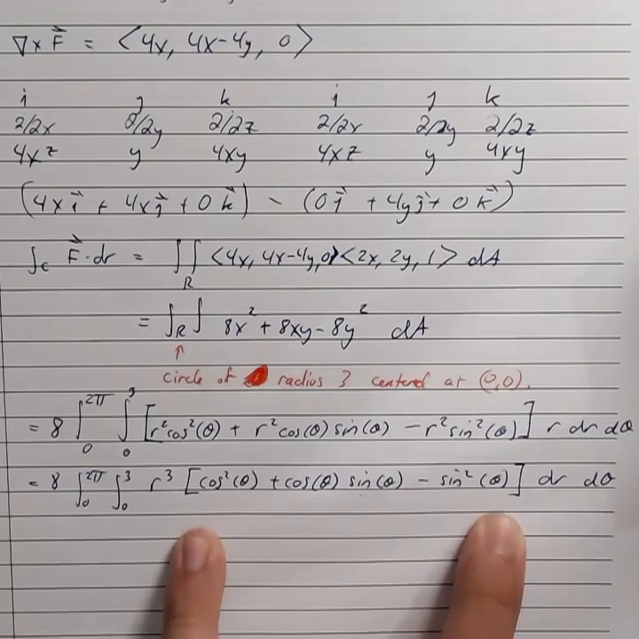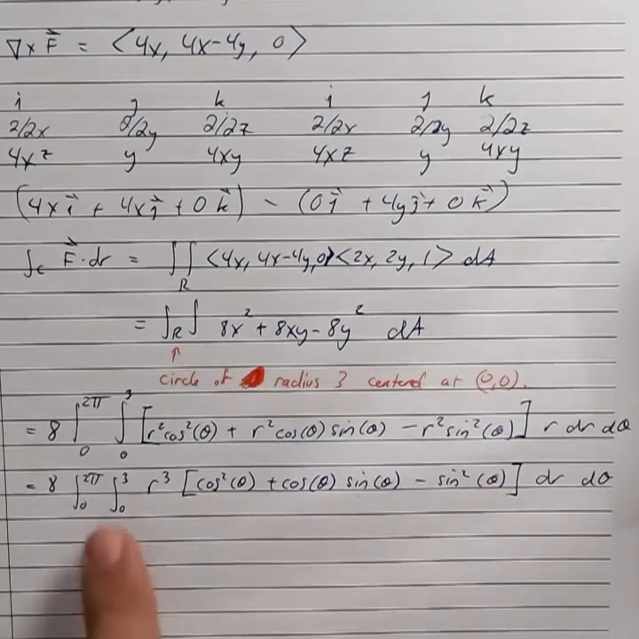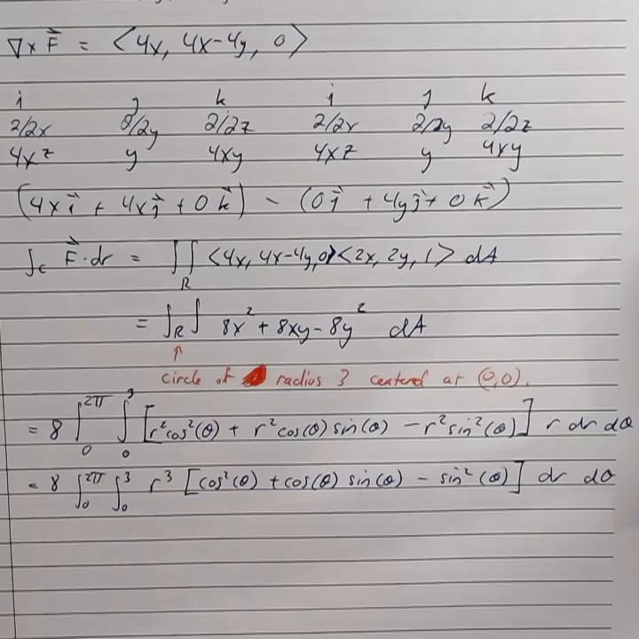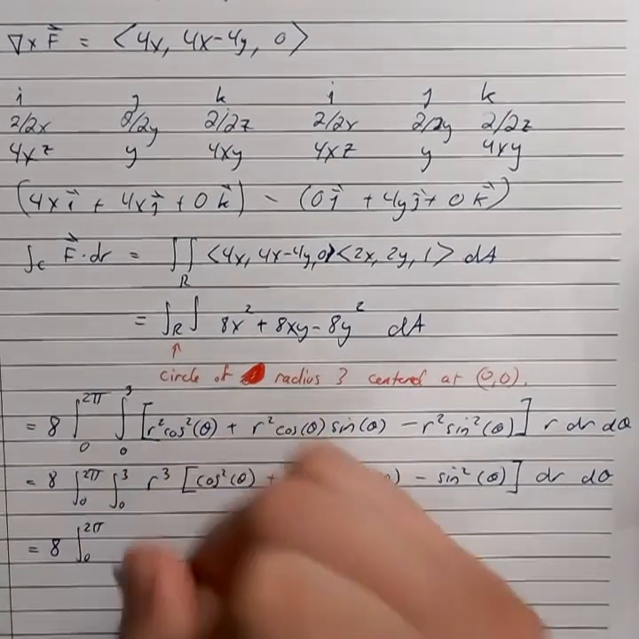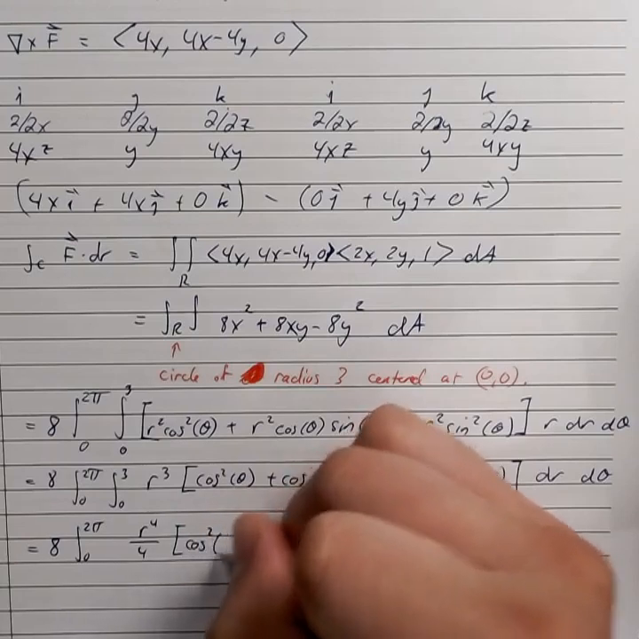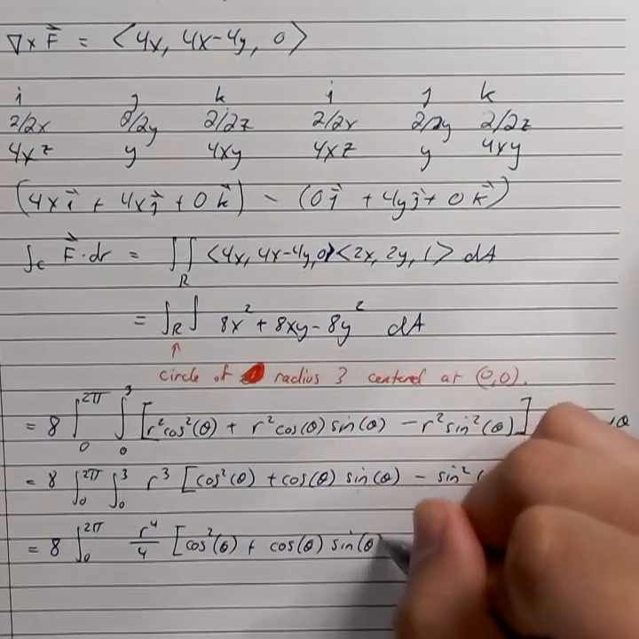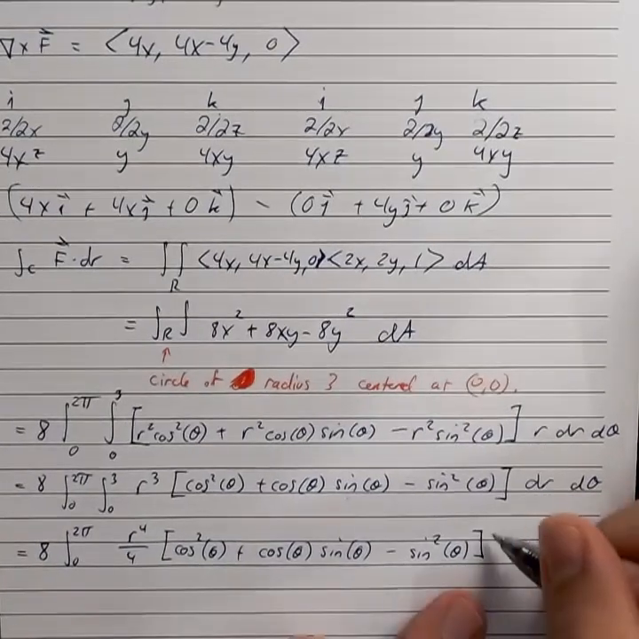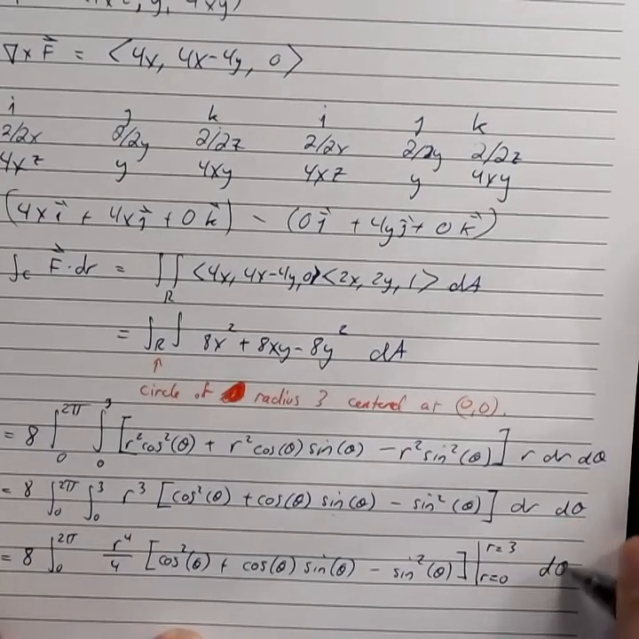With respect to this first integral, with respect to r, this whole thing's constant, which is nice because the antiderivative of a constant times r to the third is that same constant times r to the fourth over 4. So here we can write this as 8 integral from 0 to 2 pi of r to the 4th over 4 times the cosine squared of theta plus the cosine of theta sine of theta minus sine squared of theta, where r is being evaluated from 0 up to 3, like that.